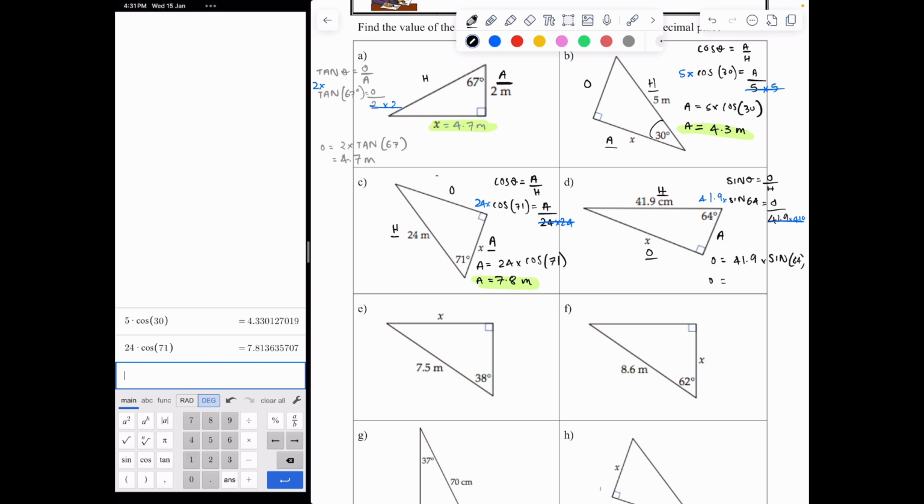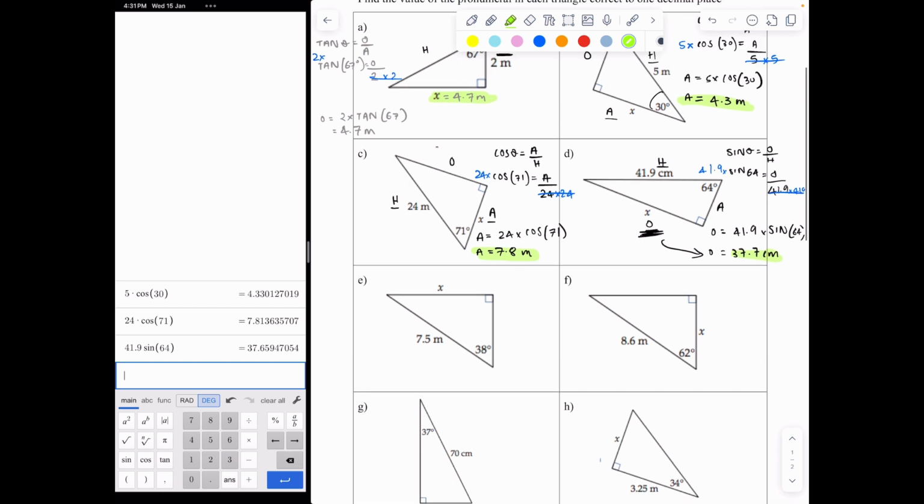Plug that into our calculator. We've got 41.9 sine 64, and that is equal to 37.6. Round that up to 37.7 centimeters. So this side here is 37.7 centimeters. Let's double check our answer.